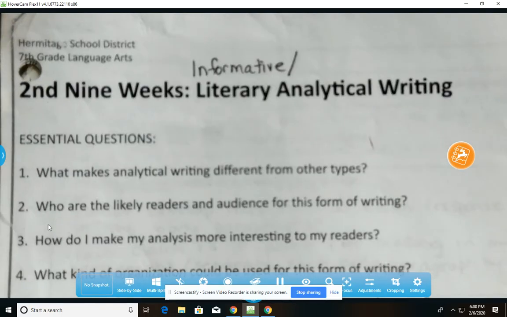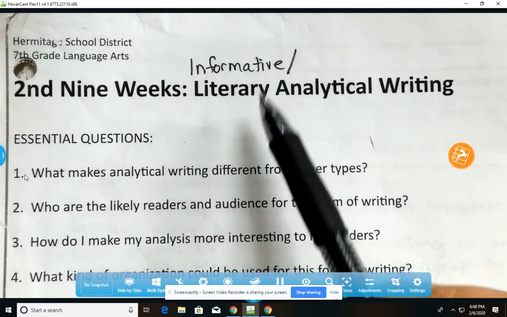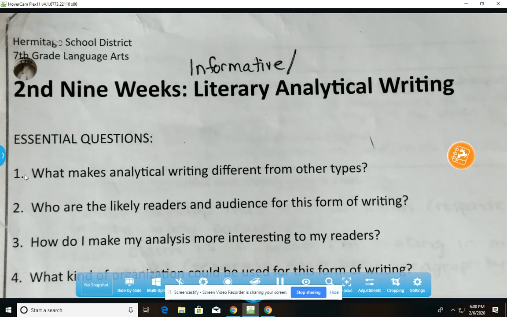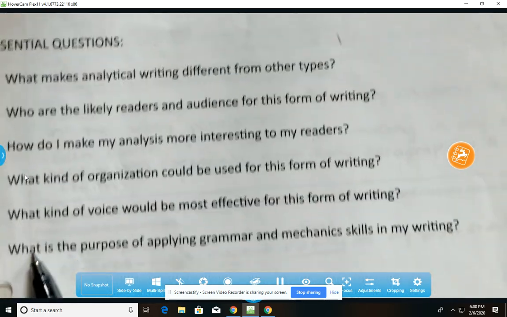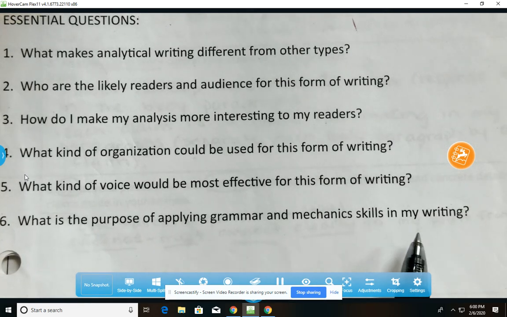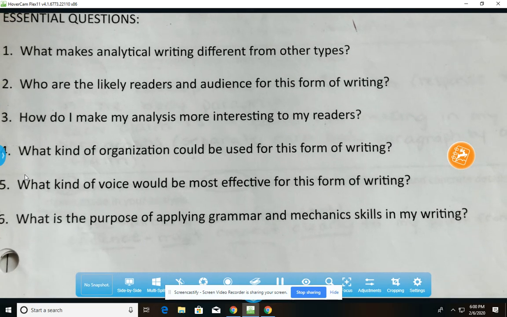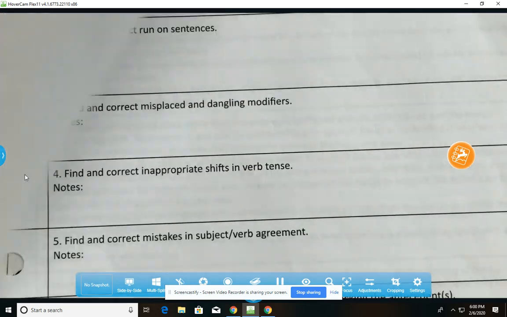Hello. Today we are in the third nine weeks informative/literary learning or analytical writing learning target packet. We're going to look at essential question number 6: What's the purpose of applying grammar mechanics skills in my writing? As we do that, we are going to be in the conventions section.